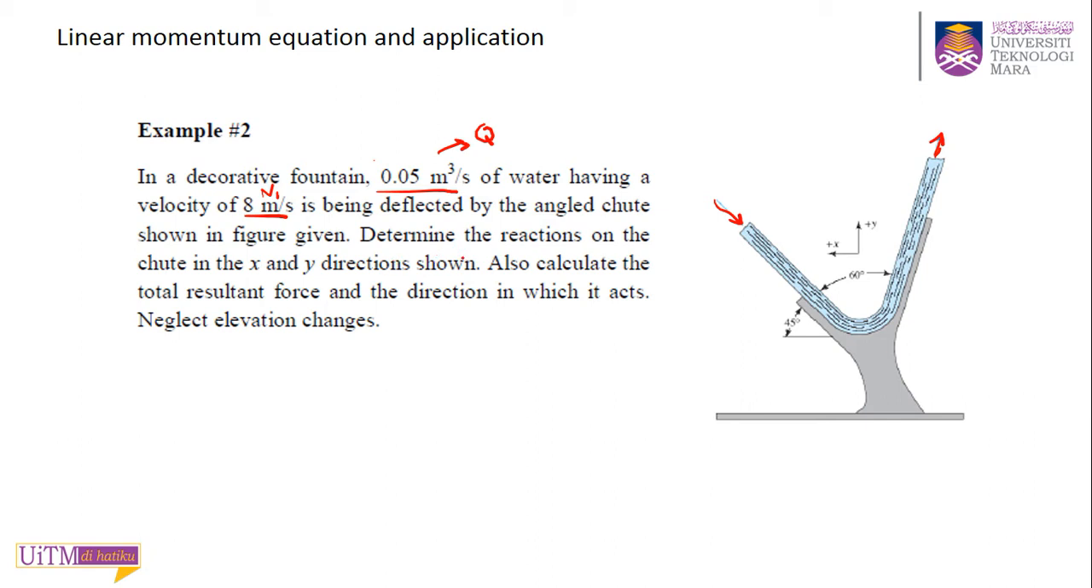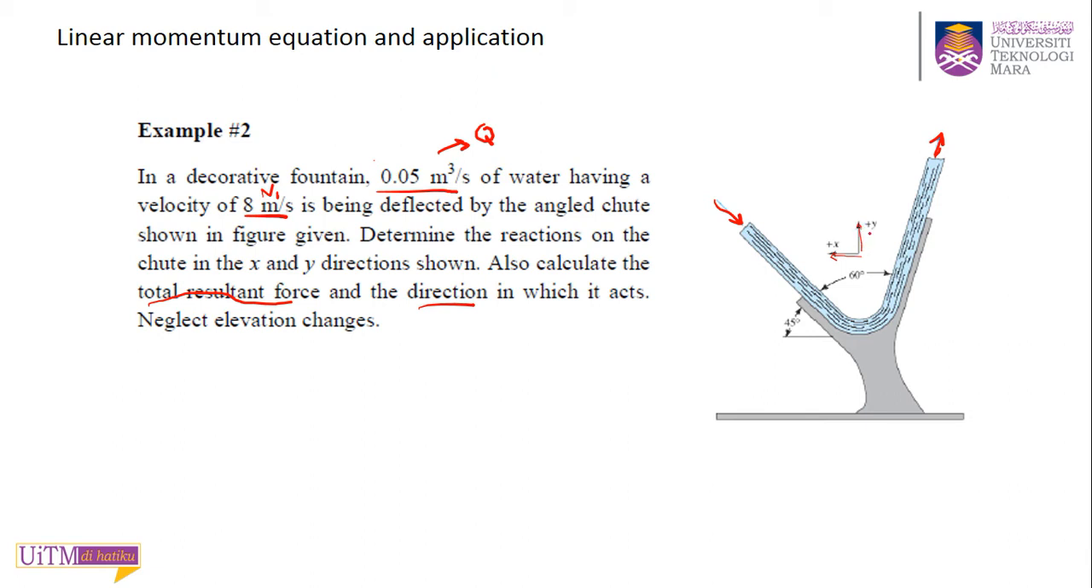And they said determine the reactions on the chute in the X and Y direction shown. So they ask you to find the resultant force in X and Y. Also calculate the total resultant force, the direction and the angle as well. Neglect elevation changes. They give you the reference already: to the left is positive and upward is positive.